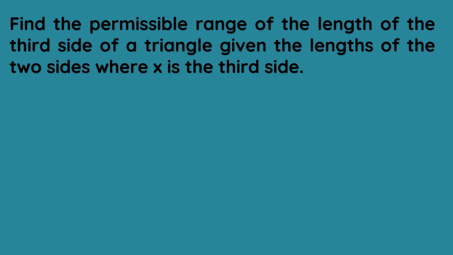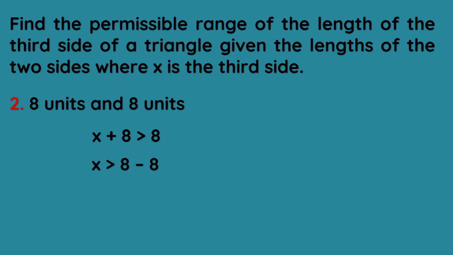We now have the last example, which is 8 units and 8 units. All we need to do is to apply here the triangle inequality theorem, or simply we need to apply the shortcut, which is getting the absolute value of the difference and simply adding the two given lengths. We now have x must be greater than the difference of 8 and 8, which is 0. x must be greater than 0. On the other hand, we need to add 8 plus 8, which is 16. Your x then must be less than 16.